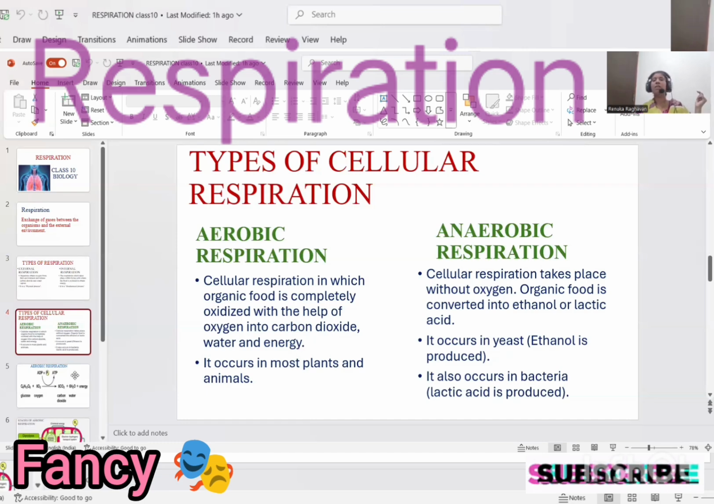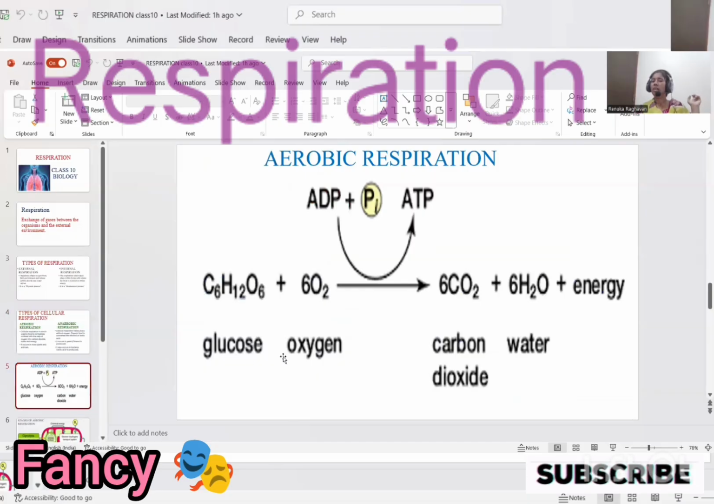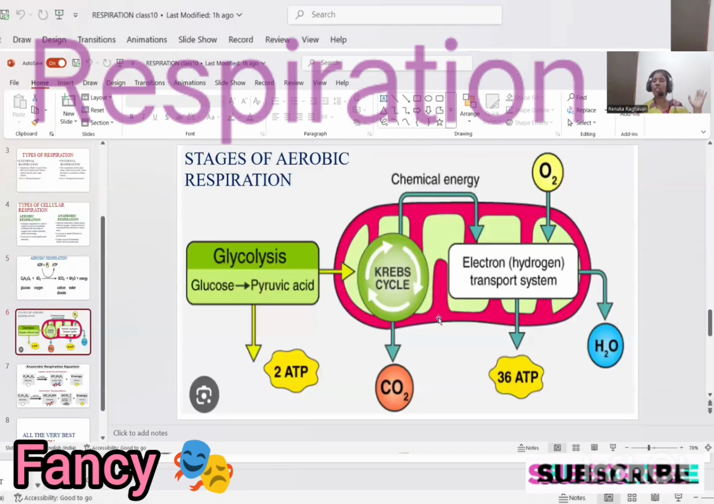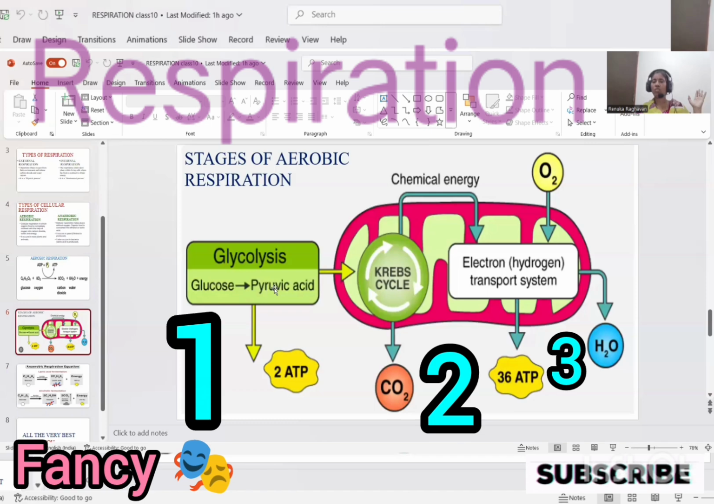And the next is aerobic respiration, which is respiration in the presence of oxygen. This is the equation of aerobic respiration. Glucose along with oxygen will be converted into carbon dioxide, water and energy, where phosphate is added to adenosine diphosphate to give adenosine triphosphate. This is aerobic respiration. And then what are the stages of aerobic respiration? They are glycolysis, the Krebs cycle, and the electron transport chain.